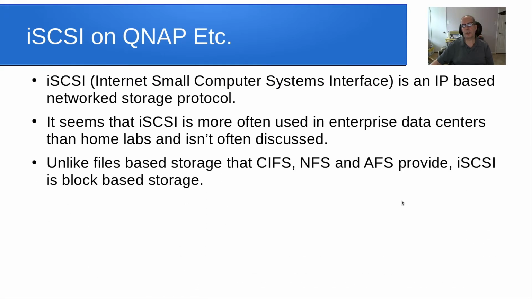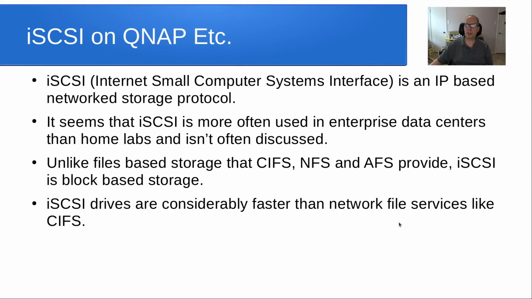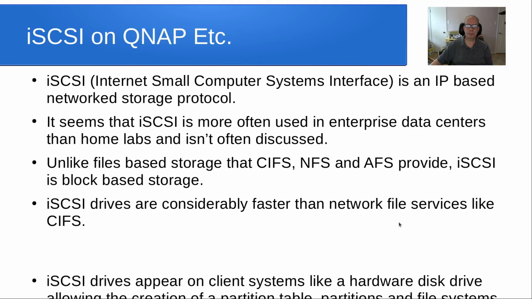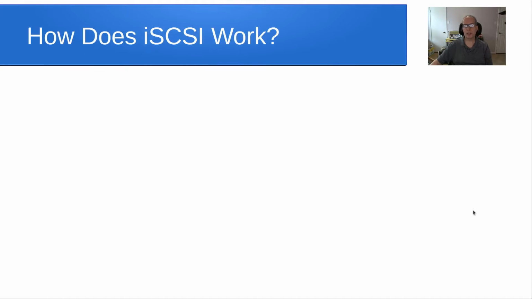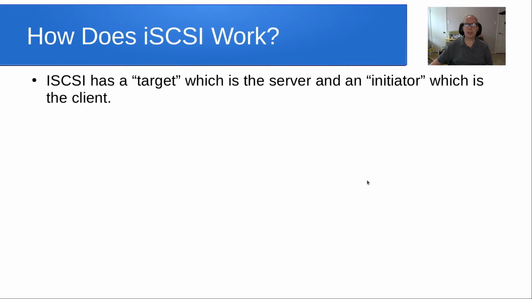Unlike file-based storage like CIFS, Common Internet File System, NFS, which is the Linux network file system, and AFS, which is Apple file system, iSCSI is block-based storage. iSCSI drives are considerably faster than network file services like CIFS. iSCSI drives appear on client systems like a hardware disk drive, allowing the creation of a partition table, partitions, and file systems. So how does iSCSI work?